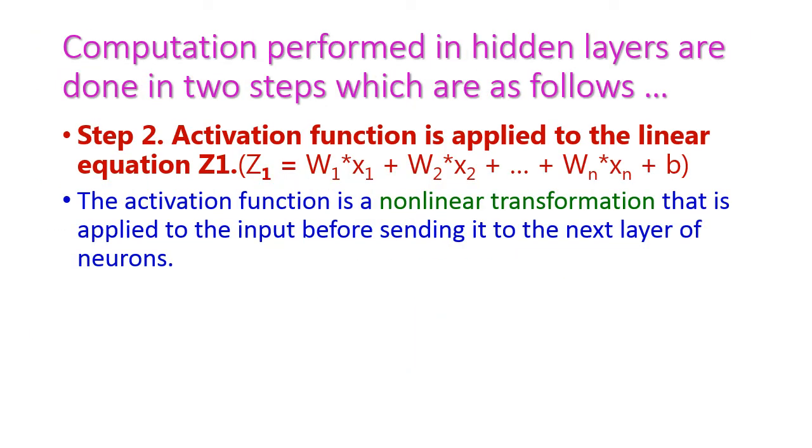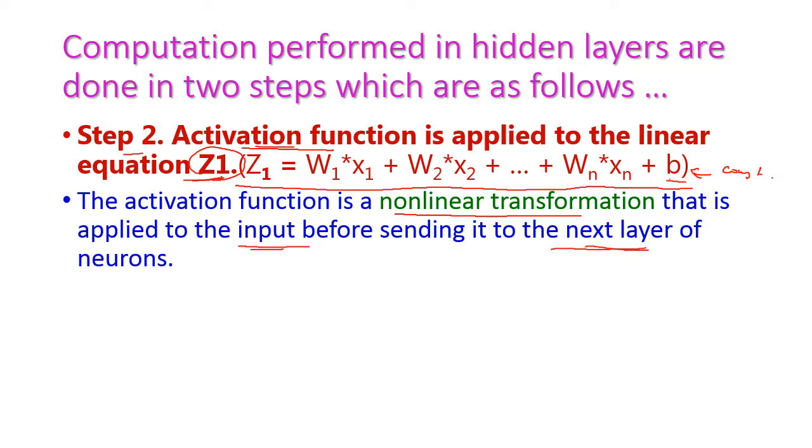The next step is the activation function that will be applied to the linear equation Z1. We already know the linear equation. We have computed it from the summer unit, isn't it? Z1 equals W1 x1 plus W2 x2 and so on, up to Wn xn plus bias. Bias is nothing but a constant value. The activation function will be applied to this Z1, and this is nothing but a non-linear transformation of the linear equation which is applied to the input before sending it to the next layer of neurons.